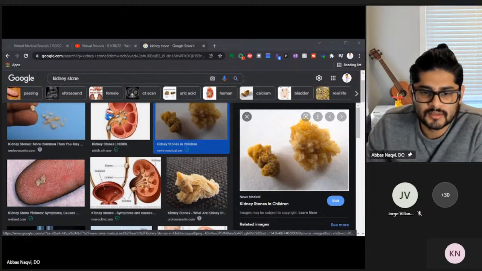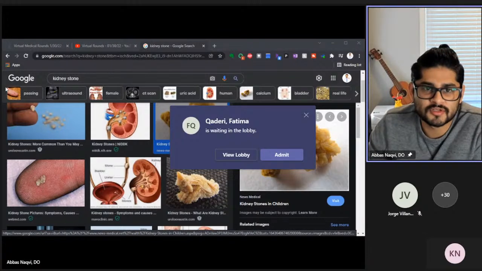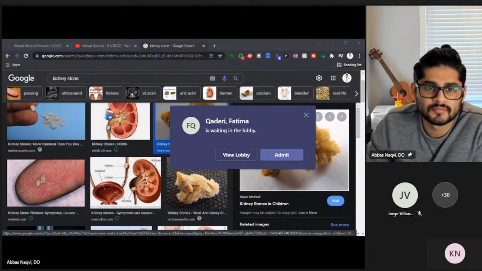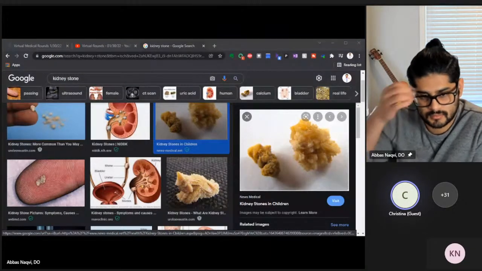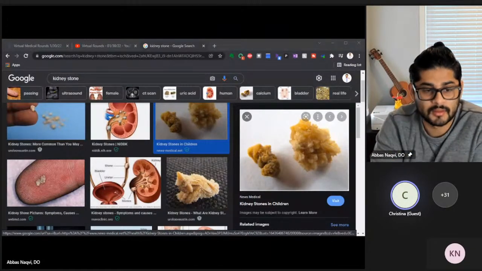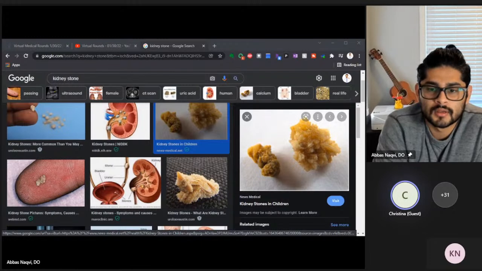Christina, what is on the top of your differential at this time? I was going to say a kidney infection as well. I didn't really have any other opinions on what else. It just seems more like a kidney infection.